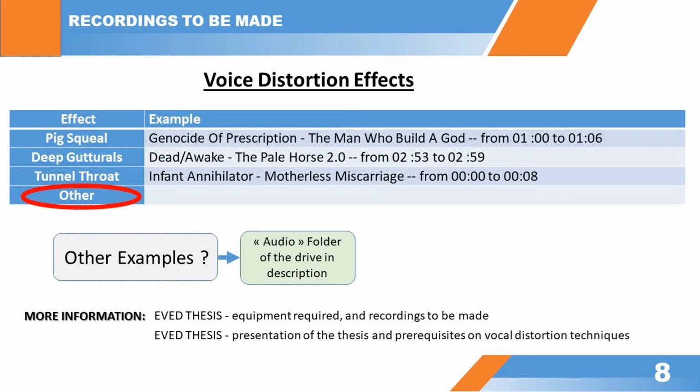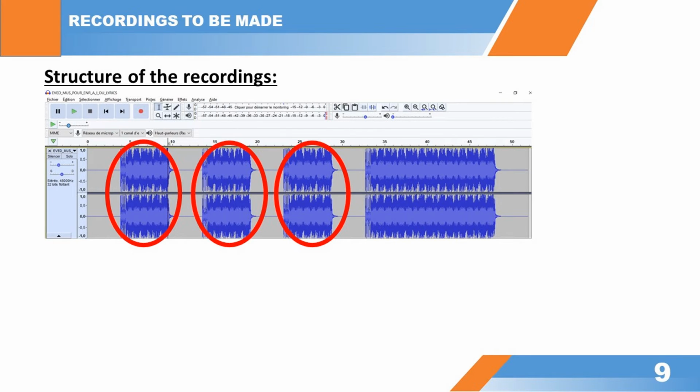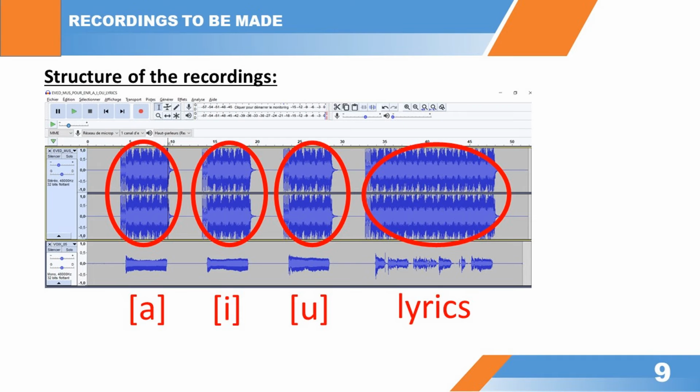The audio file EVED mus pour en AI ou lyrics contains 4 musical parts, 3 parts of 5 seconds and 1 part of 15 seconds, during which you will have to produce each vowel and the lyrics. You can start singing after the 4 snare hits and stop when the music stops. Actually, I don't even know why I'm still talking. In fact, it's really not complicated. Here's just an example in the following sample.